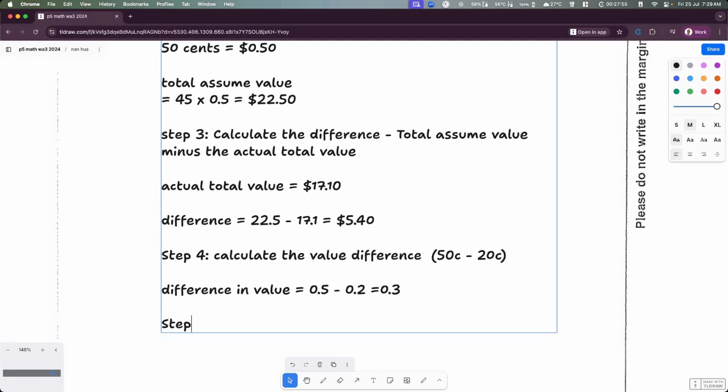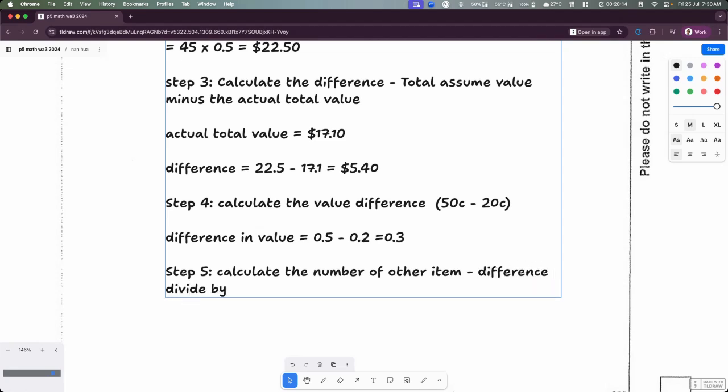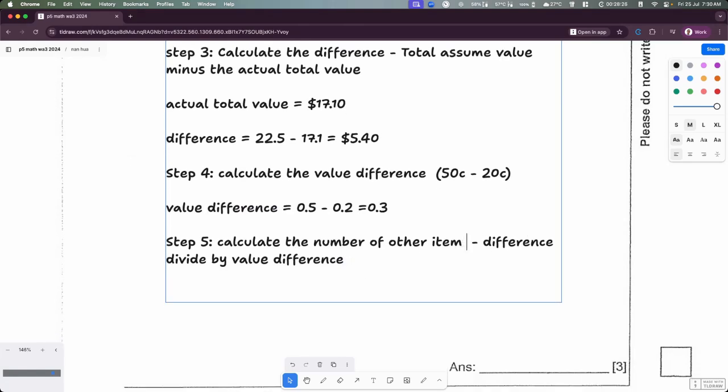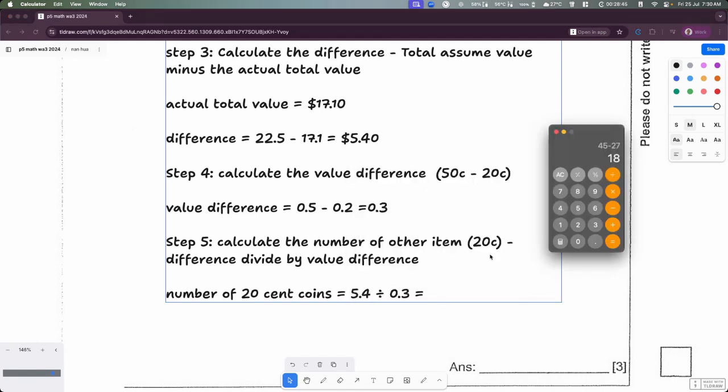Then step 5: from this we can calculate the number of other item by difference divided by value difference. I'll write value difference so it's easier to see. This is the 20 cent coin, so the number of 20-cent coins is equal to 5.4 divided by 0.3. Let's use the calculator: 5.4 divided by 0.3 is 18.